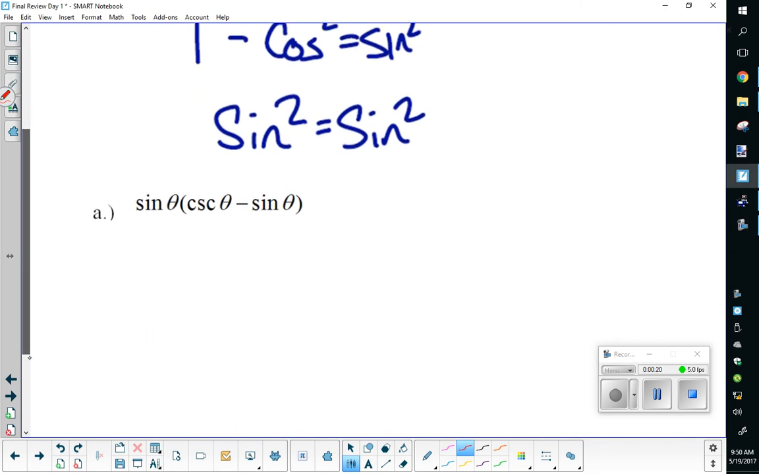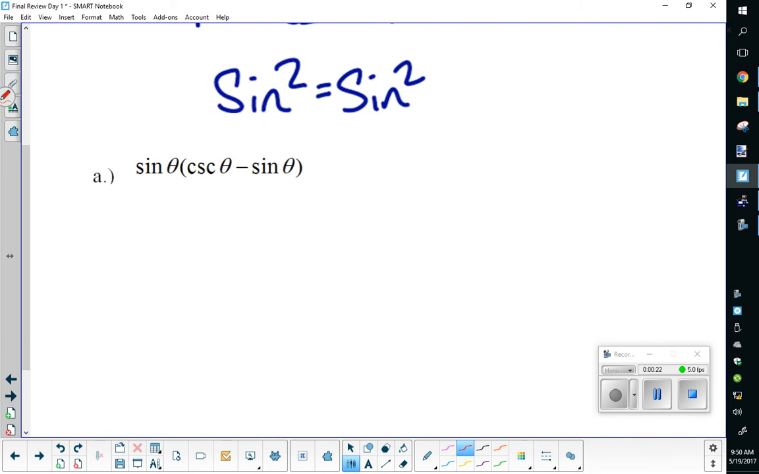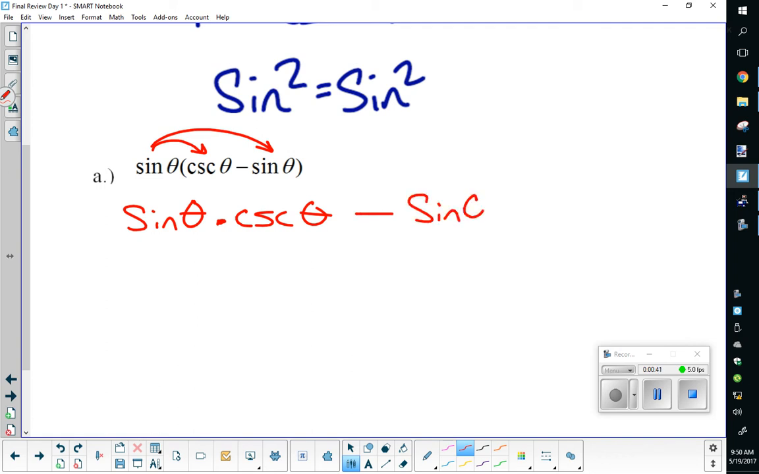Let's go down to letter A and see what we can do. The first thing we're always going to try to do is distribute. Can I distribute here? Yeah, so I'm going to do it. Sine times that, sine times that. So sine theta times cosecant theta minus sine theta times sine theta. What am I going to get when I take sine theta times sine theta? Sine theta squared or sine squared theta.